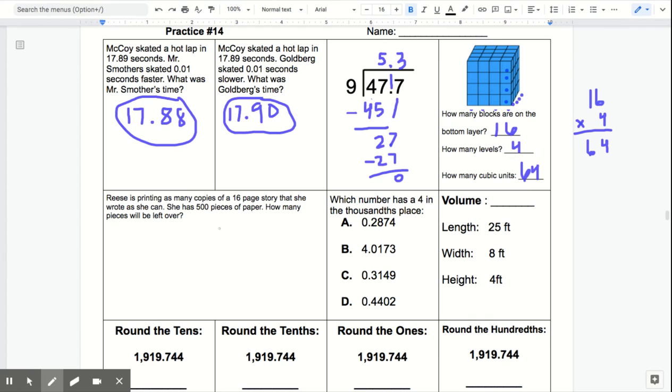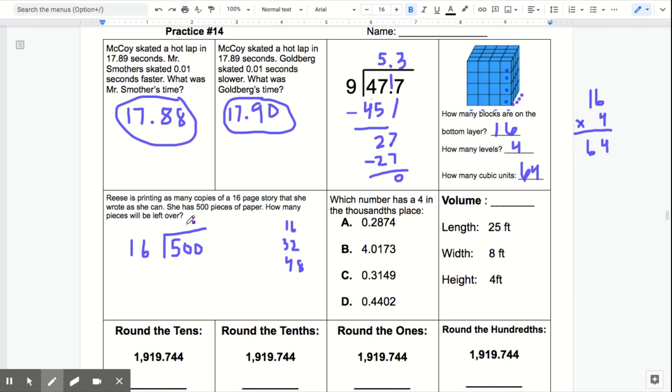All right, Reese is printing as many copies of a 16-page story that she wrote as she can. She has 500 pieces of paper. How many pieces will be left over? So a 16-page story. She wants to print as many as she can. So I'm just going to do 500 divided by 16. All right, if you don't know your 16 facts, you could have made a list, 16, 32, 48, so on and so forth. I'm just going to go with this.